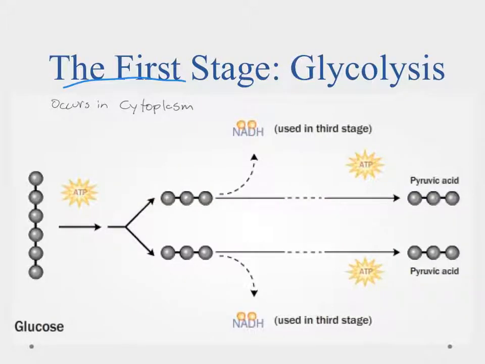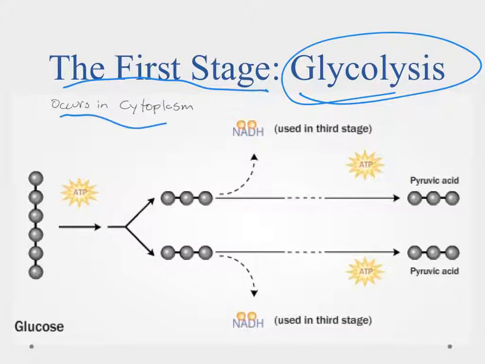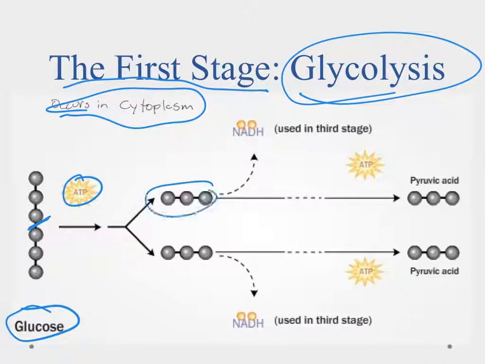Okay, so the first stage of cellular respiration is glycolysis. And glycolysis happens out in the cytoplasm. And what you'll notice is we start off with our glucose here, and we're going to add some ATP energy. This ATP will break, and when it does so, it'll allow us to break this 6-carbon molecule of glucose into 2 3-carbon molecules. Then we'll take off a little bit of the electrons here, and we'll form NADH, and that's going to be used later on in cellular respiration.